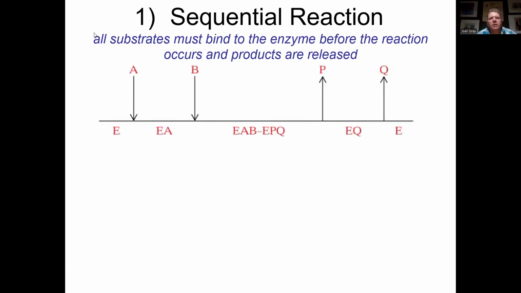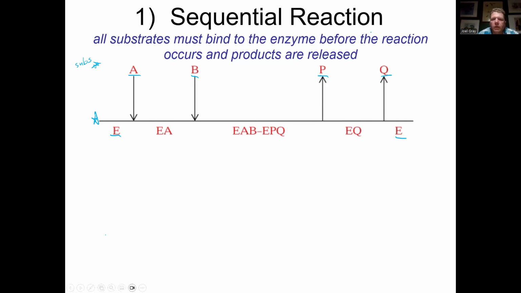Now, here is what we see when we look at a sequential reaction. For our sequential reaction, what we see is our free enzyme. What I want you to do is, this is where all substrates must bind the enzyme before the reaction occurs. Look along this line right here. This is our reaction path. We start with E, we end with E, okay? Now, up here are our substrates. A is a substrate, B is a substrate, P is a product, and Q is a product.